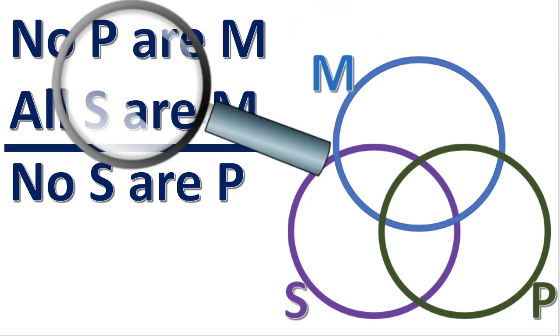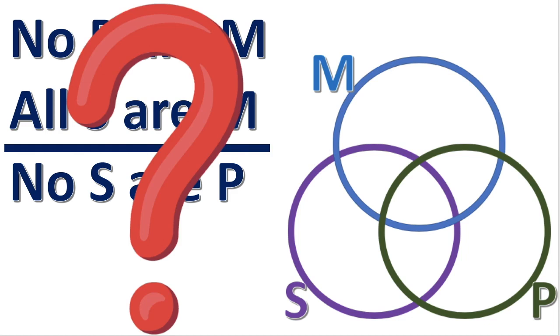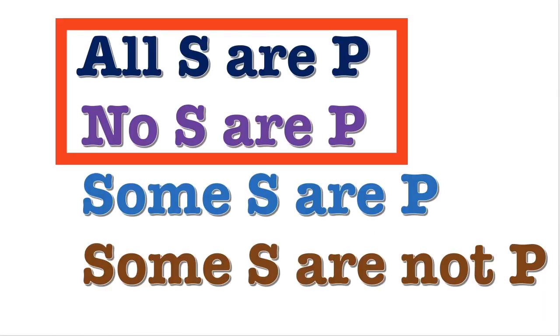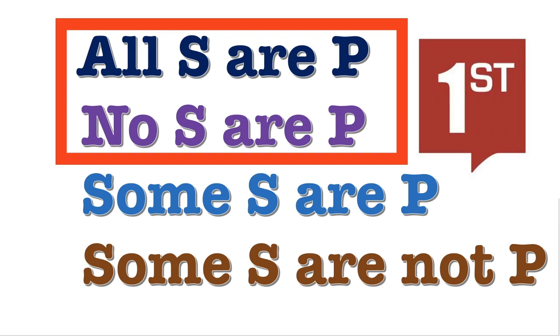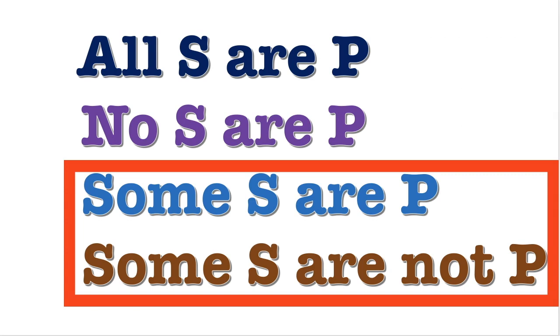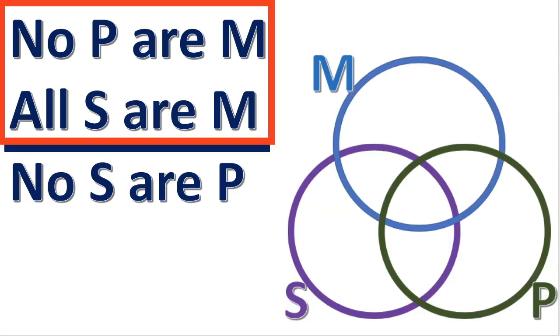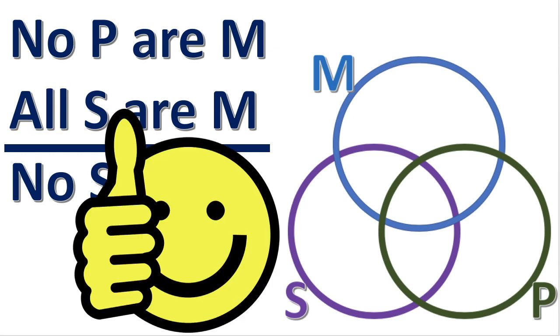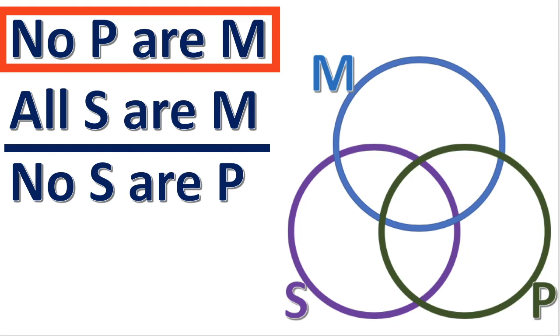Let's enter the information from the premises into the diagram. When you look at the premises, which premise do you enter first? Well, universal premises always get entered first, and then the particular premises. Now, since both premises are universal in this syllogism, it doesn't matter which premise you enter first. Let's enter the major premise.